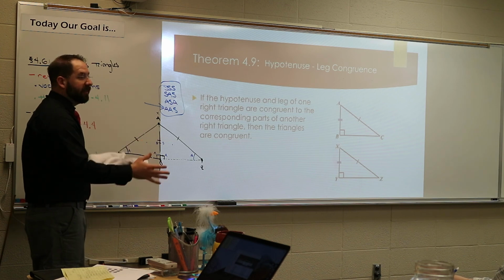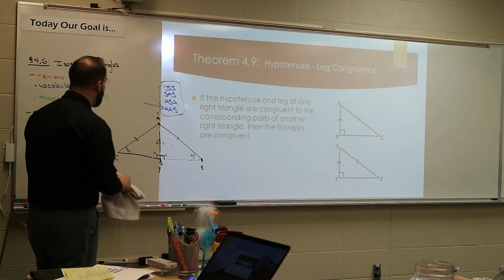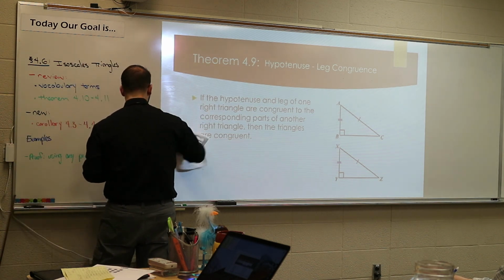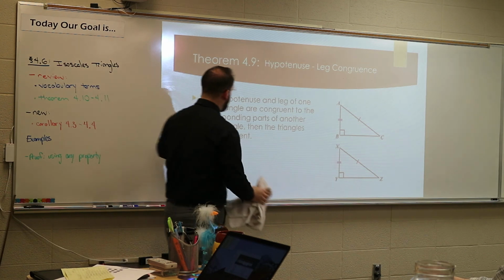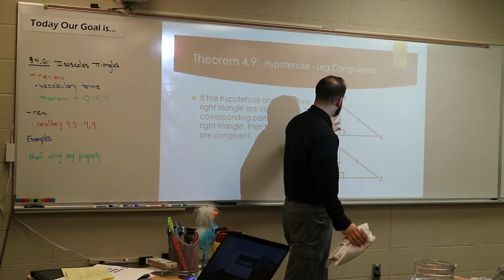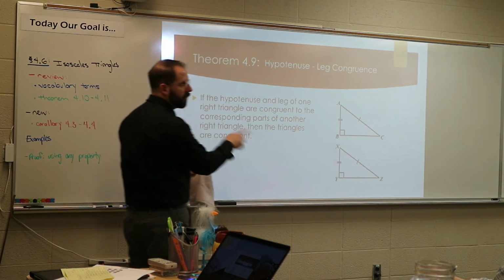Okay. But we've now definitively proved that the hypotenuse leg theorem actually does work. So if you have a right triangle, actually two right triangles, where the hypotenuse and one of the legs are marked, so the hypotenuse, the long side, and one of the legs, then the two triangles are equal. And again, it has to be a right triangle for that to work.